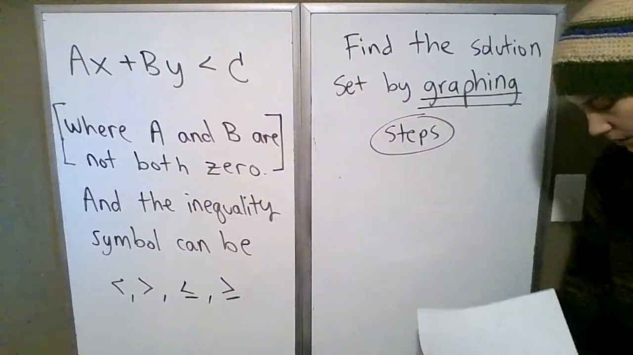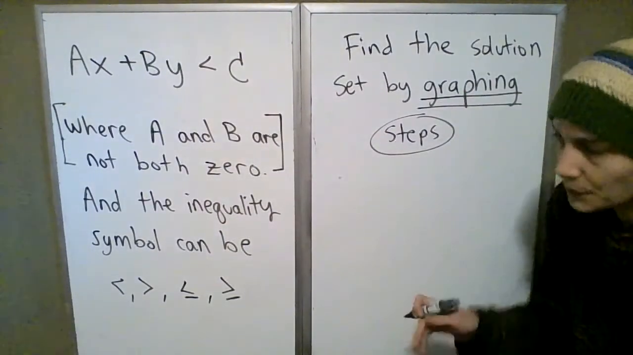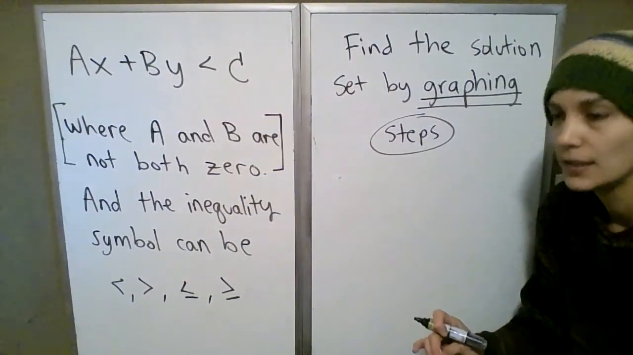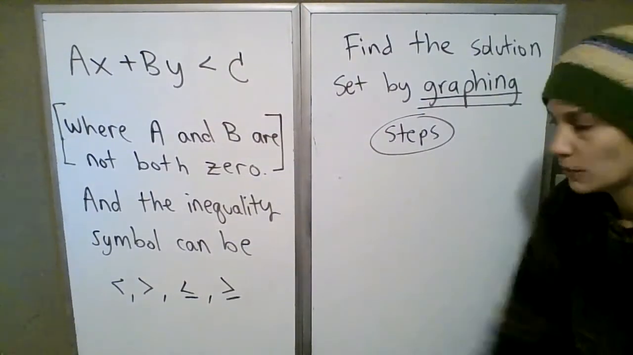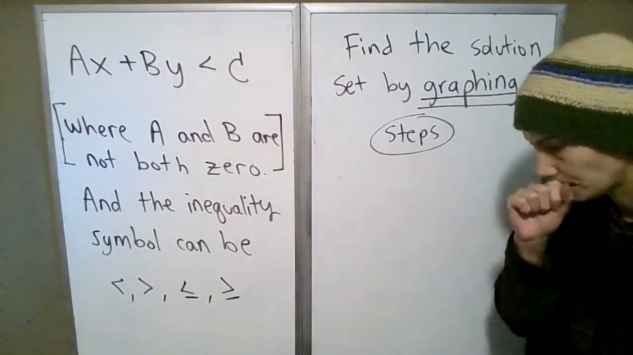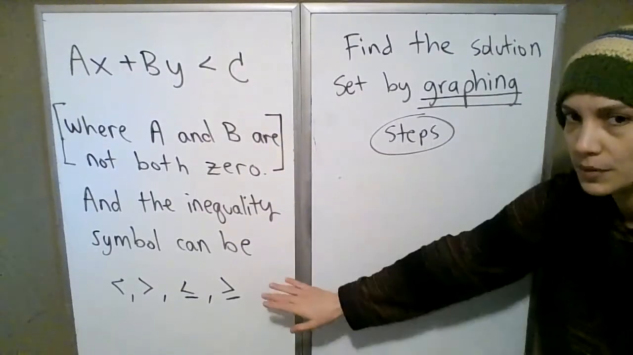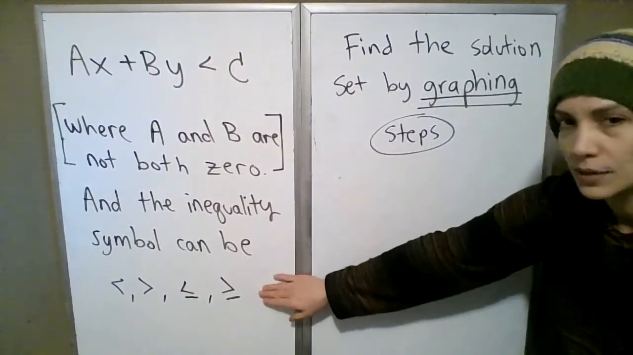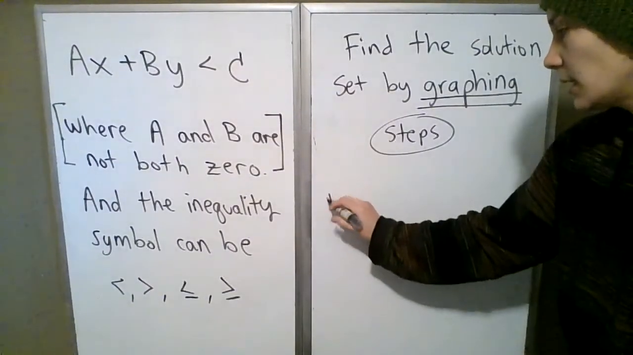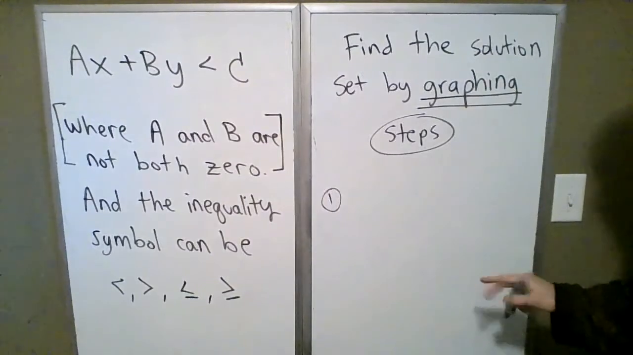Okay, I broke it down into some steps. First thing you need to do is to temporarily replace your inequality symbol with an equal sign and graph the line. But that's only to get started with the problem. So don't completely forget that symbol. Just start with replacing it with an equal sign. And there's two things you want to do before you just draw the line.